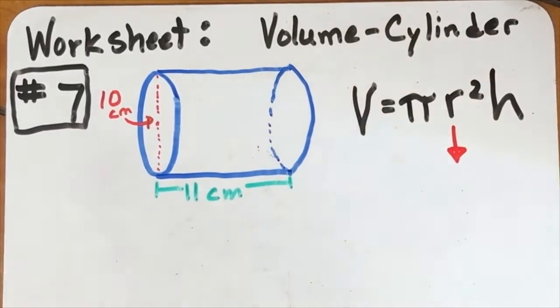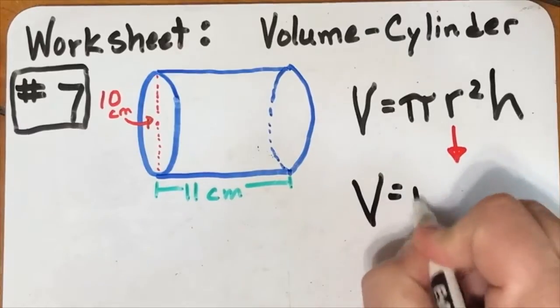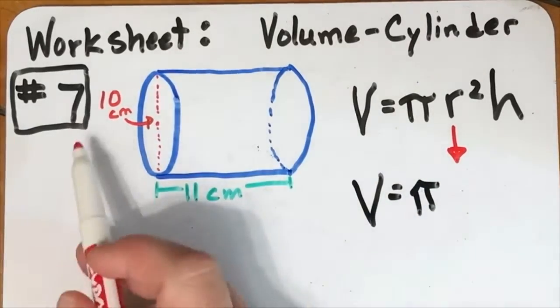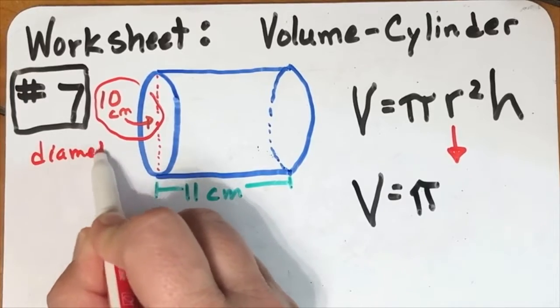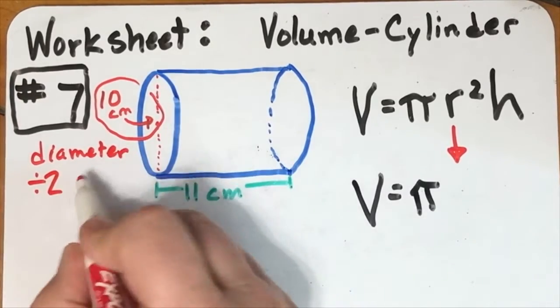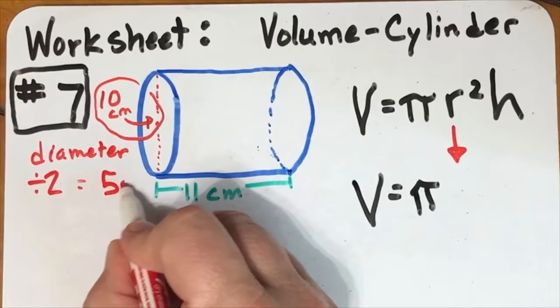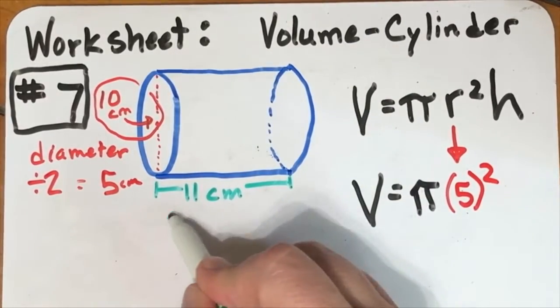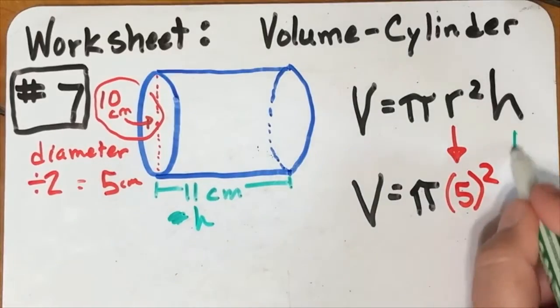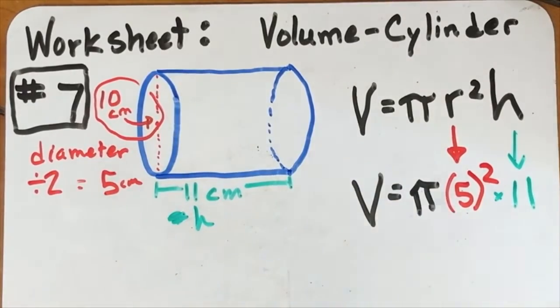So looking at radius, we see in our illustration they did not give us radius. What they gave us was a diameter, right? All the way across, that's the diameter. Radius is going to be half of that. We need to divide by 2. 10 divided by 2 is 5. So we're going to put 5 in for r, right? So 5 squared times the height, which in this illustration we can see is 11.